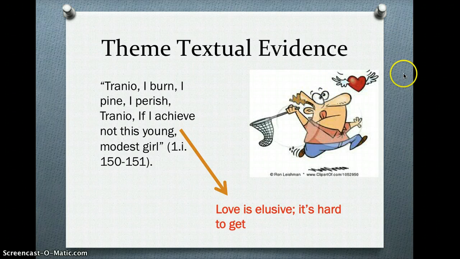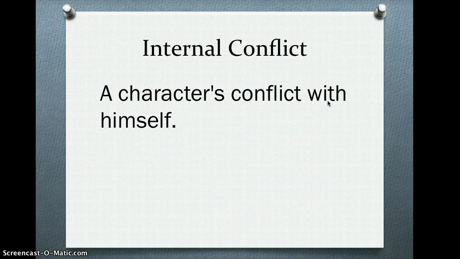So here's an image to represent that theme: somebody chasing after love, but having a hard time. Love being elusive. Now, our first type of conflict is internal conflict. It's a character's conflict with himself. The way that I think about it is internal, essentially like inside. So the conflict is inside of a person. There are no other people or characters present within this conflict.